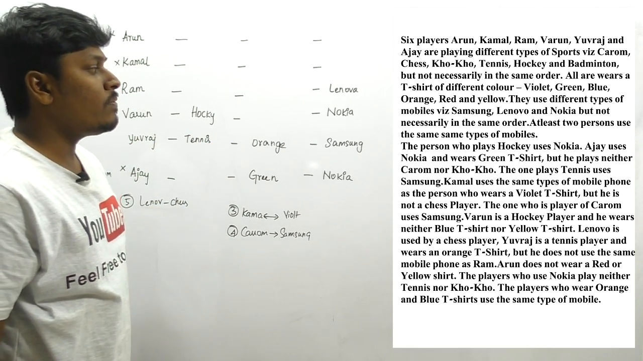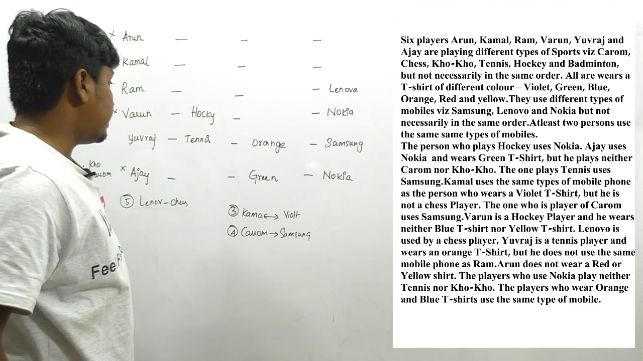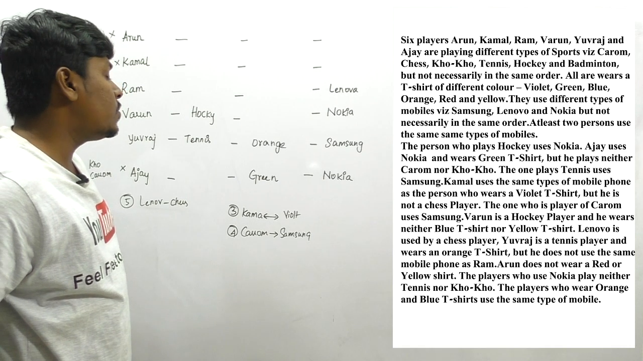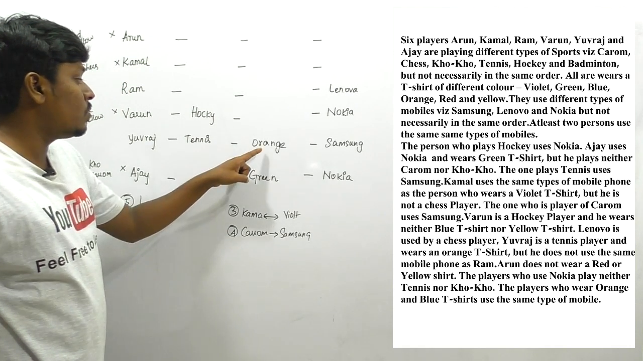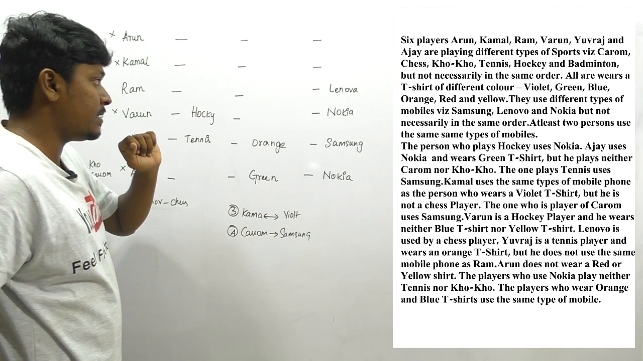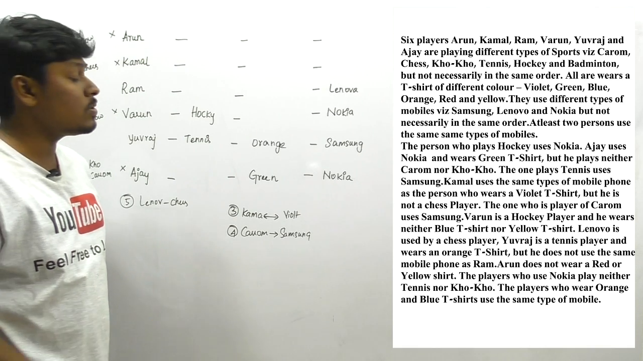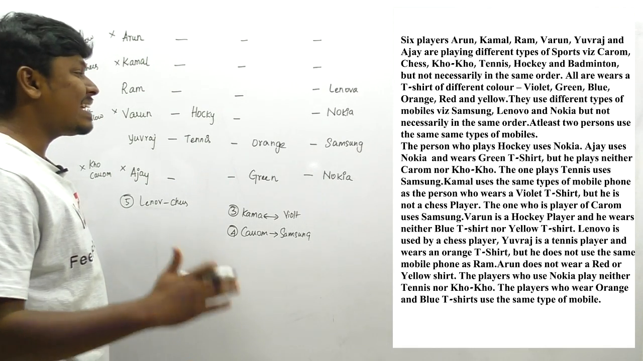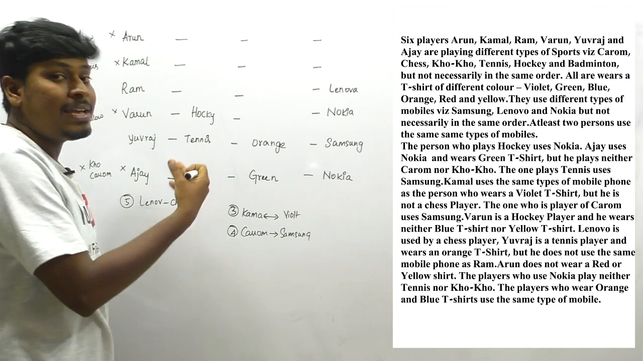The players who wear orange and blue t-shirts use the same type of mobile phone. The person wearing the orange t-shirt and the person wearing the blue t-shirt have the same mobile phone, right? We already know that the person wearing the orange t-shirt is using Samsung. So definitely the person with the blue t-shirt should also have a Samsung, right? Friends, I can clearly say that only Arun should have a Samsung. How do I guess this, friends?